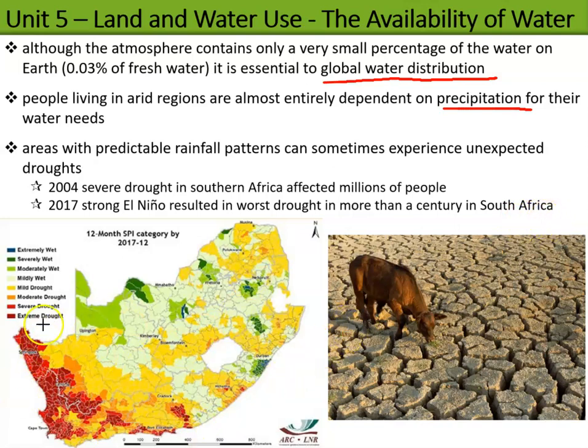You can see here's South Africa, and these areas in red were experiencing extreme drought. And so there's a picture. Here's a cow that's normally out grazing, and there's nothing to graze, and the water's all dried up, and you can see the mud is just cracked because the water is gone.